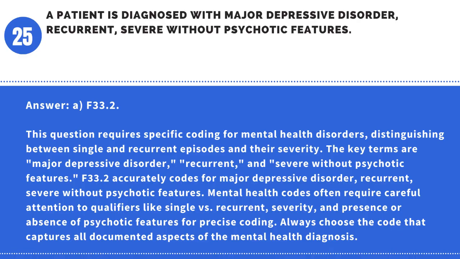This question requires specific coding for mental health disorders, distinguishing between single and recurrent episodes and their severity. The key terms are major depressive disorder, recurrent, and severe without psychotic features. F33.2 accurately codes for major depressive disorder, recurrent, severe without psychotic features. Mental health codes often require careful attention to qualifiers like single versus recurrent, severity, and presence or absence of psychotic features for precise coding. Always choose the code that captures all documented aspects of the mental health diagnosis.